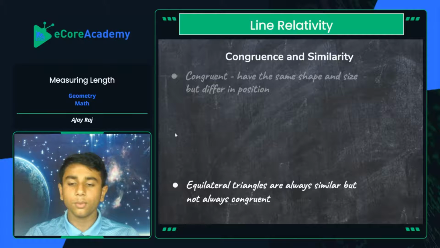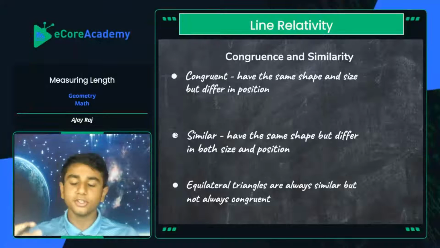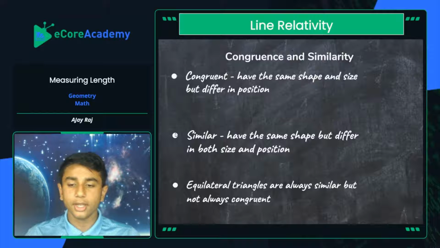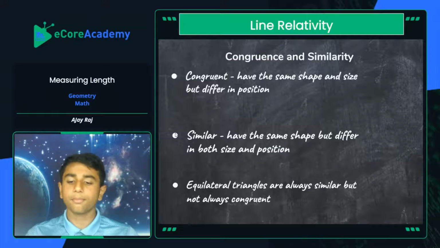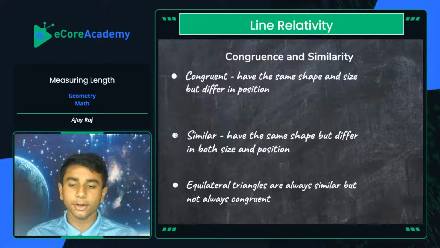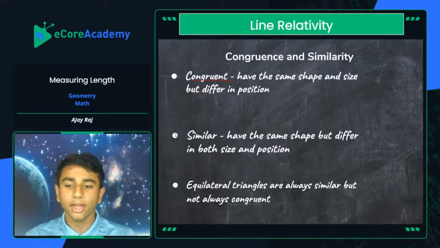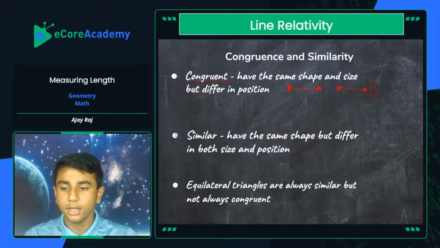Now we're going to focus on what line relativity is. Line relativity is basically all about congruence and similarity. Congruent, the descriptive word here, expresses that two objects or two lines have the same shape and size but differ in position. I'm going to put this in terms of line segments since we're focusing on length. If we have two line segments, like this one here and another one here, I'm going to name them line segment A and line segment B so that we're organized.